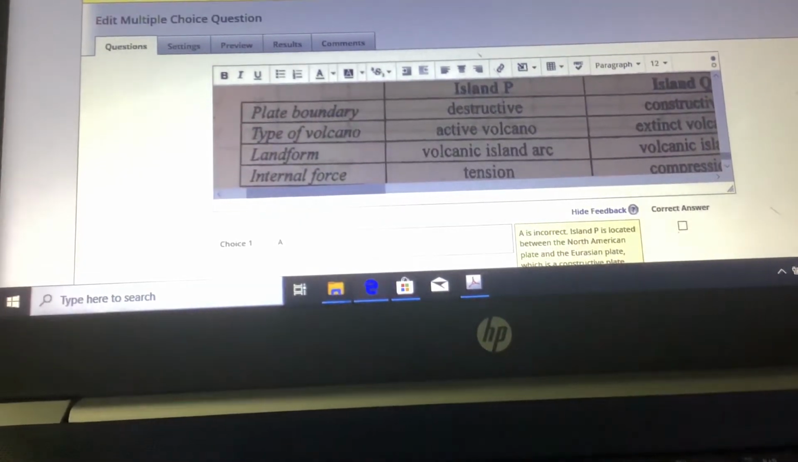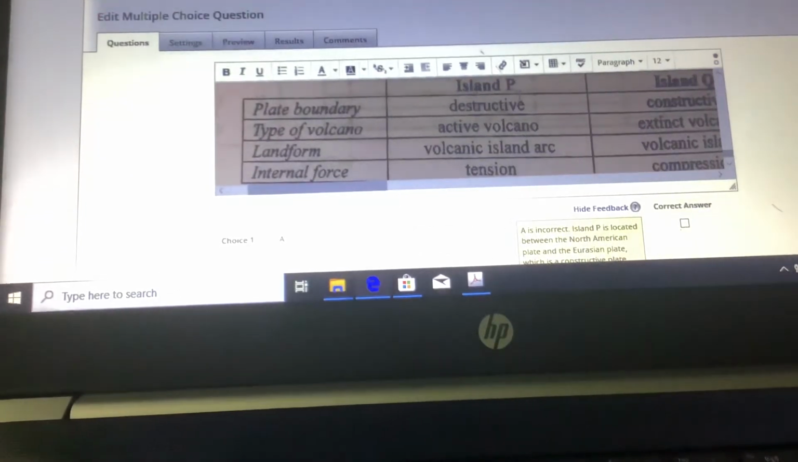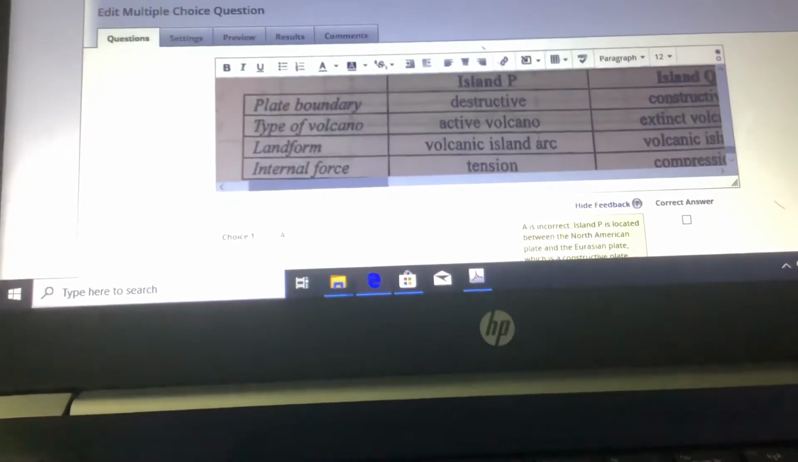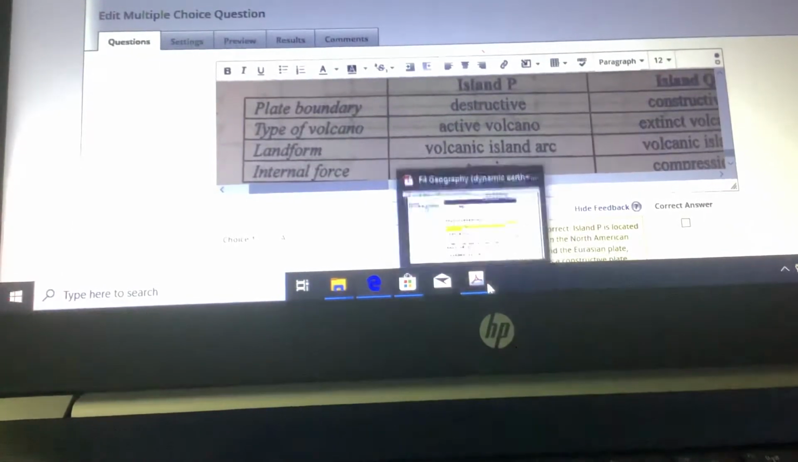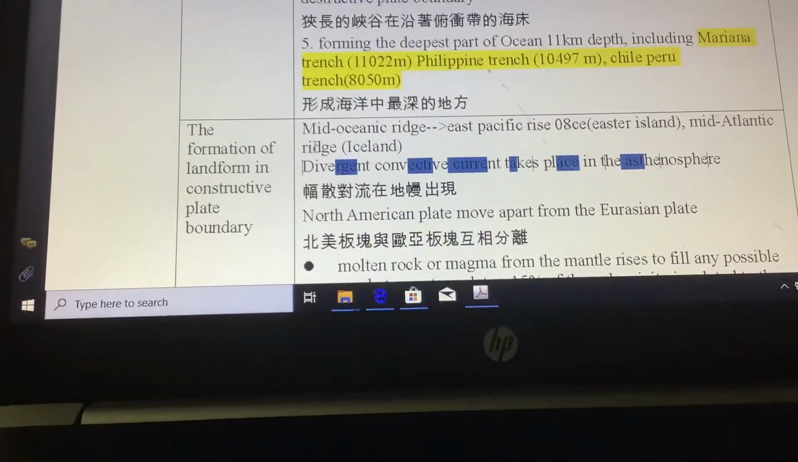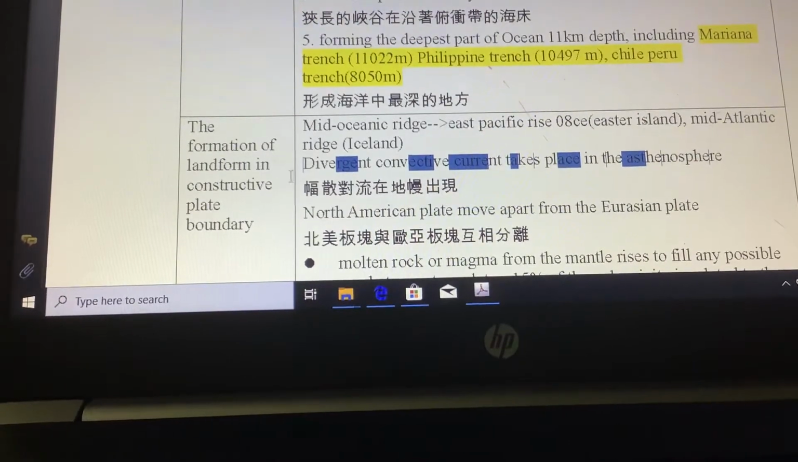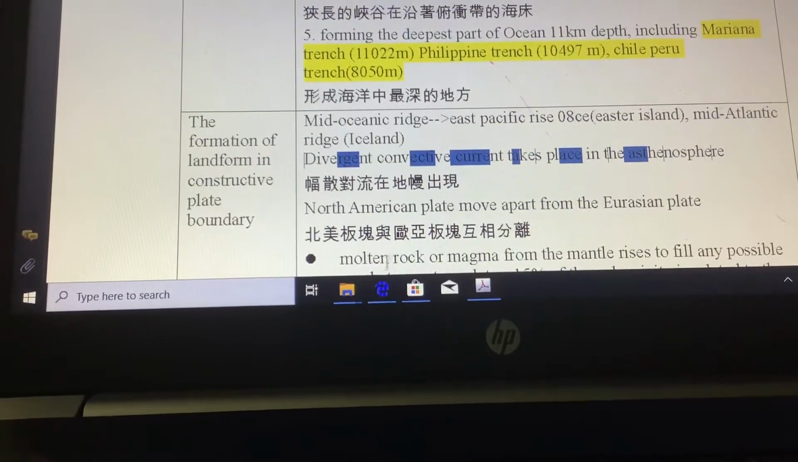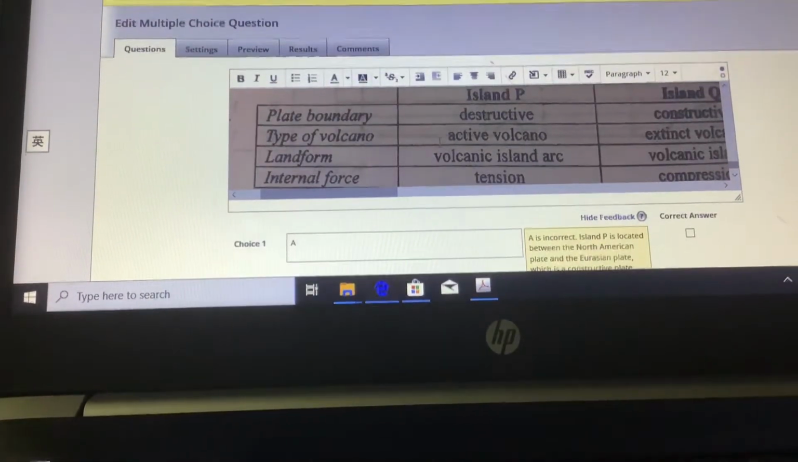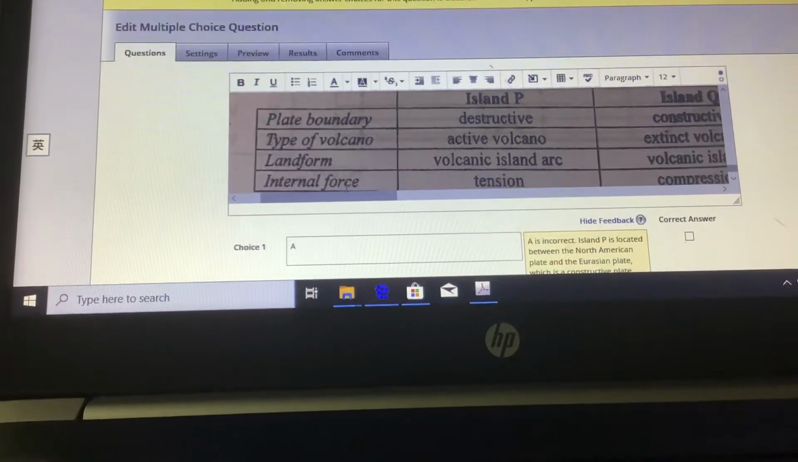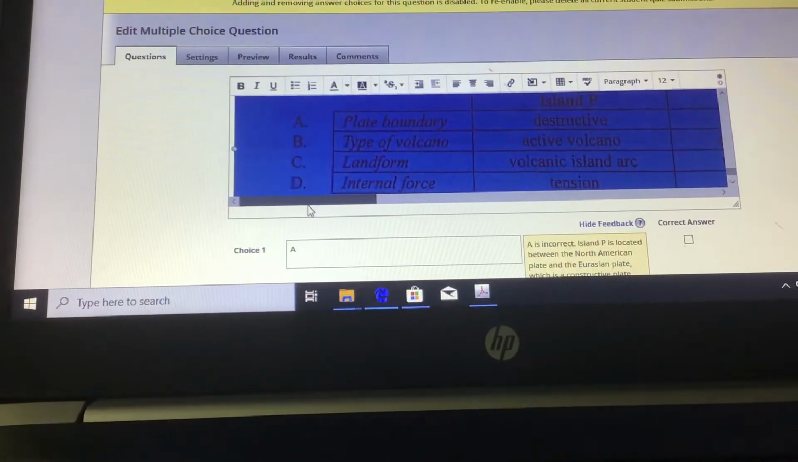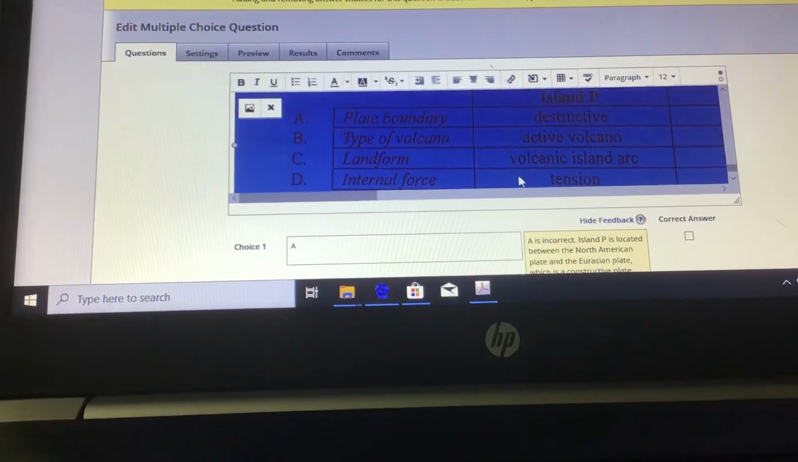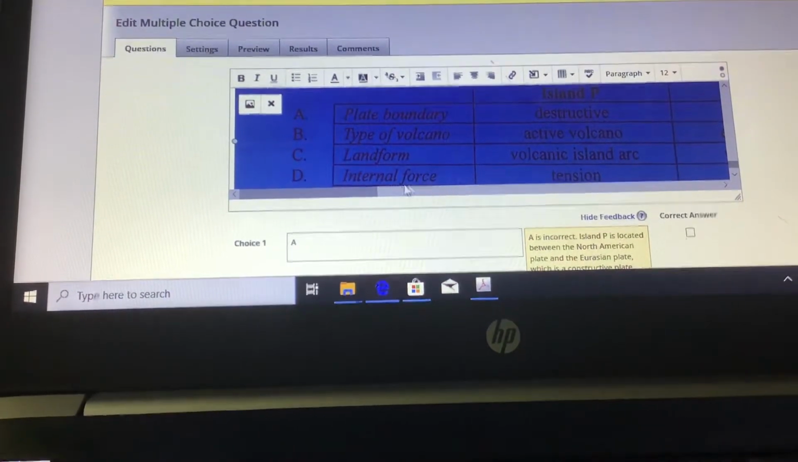Place P is Iceland. Destructive is wrong, and then active volcano, right? Volcanic island, as I have said before, a constructive plate boundary won't have a volcanic island, just the mid-ocean ridge. This is a common mistake made by students in the MC especially. So C is also wrong. How about internal force? This one is correct. D is correct. Okay, how about Q?